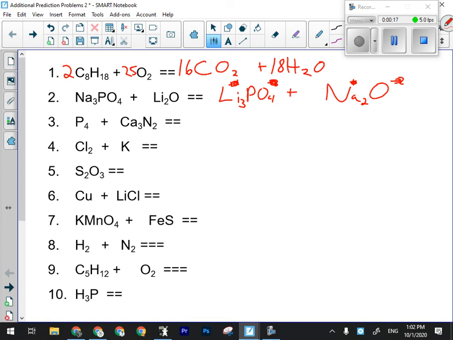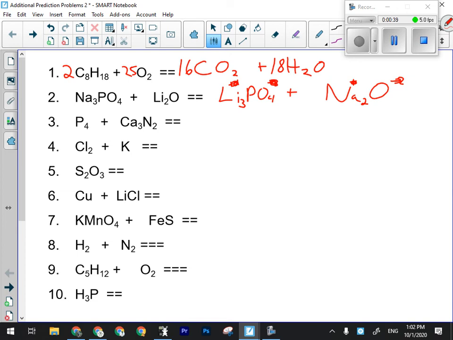Now I need to balance. What should I start with? Lithium. Yeah, probably lithium or sodium. They're both a 3. They both have +1 charge, so it doesn't really matter which one I start with. On the product side, I have 3 lithium. But on the reactant side, I only have 2. What's the lowest multiple that can balance?